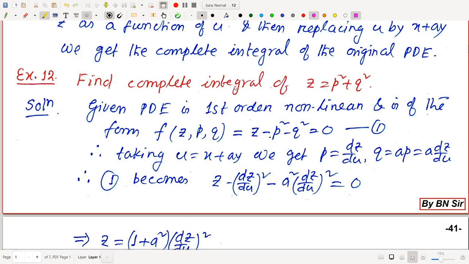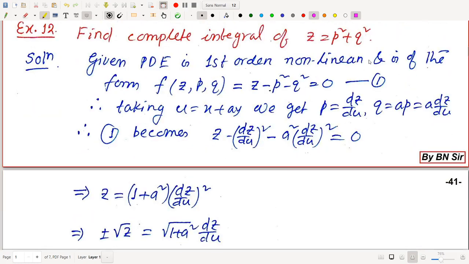Example number 12, in continuation, we have given the number. Find the complete integral of z equal to p square plus q square. Nonlinear, first order. So this PDE is first order nonlinear and is of the form f of z comma p comma q equal to z minus p square minus q square equal to 0. You can write p square plus q square minus z equal to 0, no matter. I have written like that. So this is number 1, the given PDE.